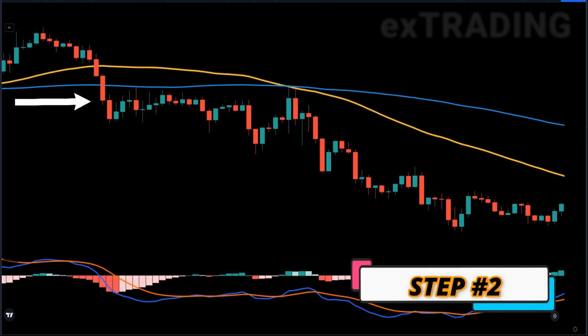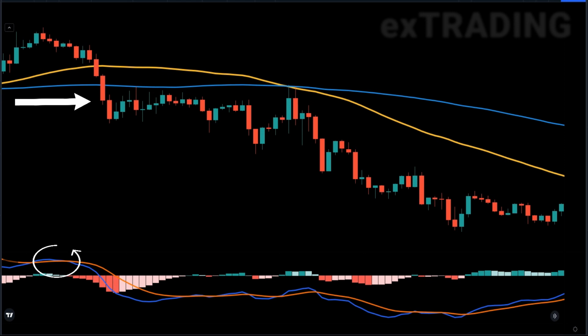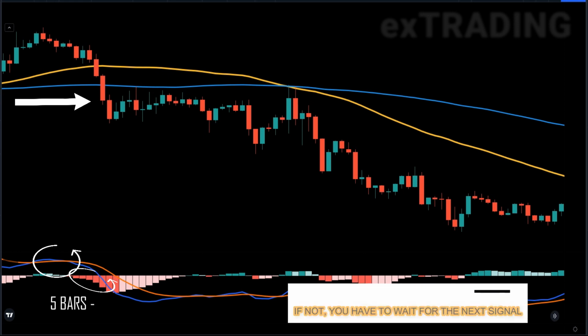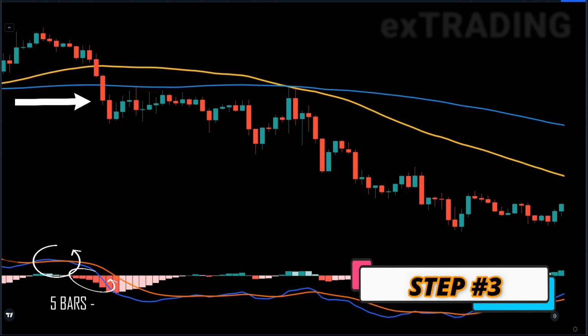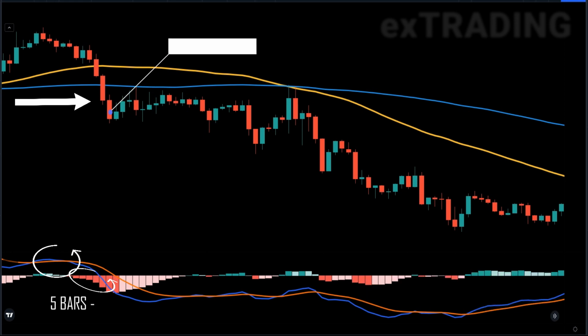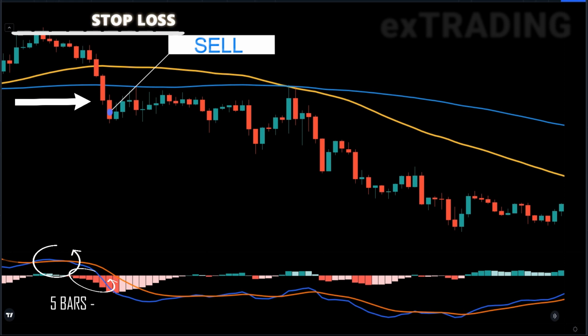Step number 2: the MACD lines cross the signal line, and the MACD momentum must be negative within the last 5 bars. If not, you have to wait for the next signal. Step number 3: wait for a bearish candlestick and place sell order. Set your stop loss at the highest high in the last 5 bars from the entry.